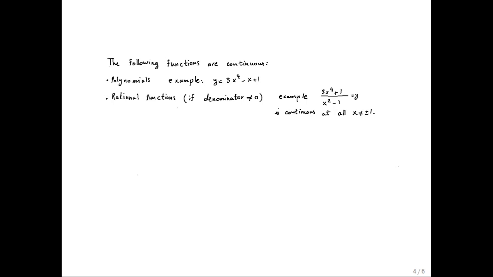Rational functions are going to be continuous the same way as long as the denominator is non-zero. For instance, 3x to the 4 plus 1 over x squared minus 1 is going to be continuous at every point which is different from positive or negative 1.